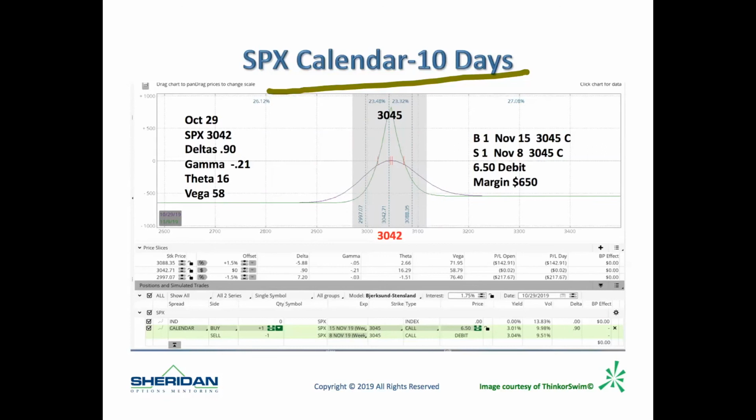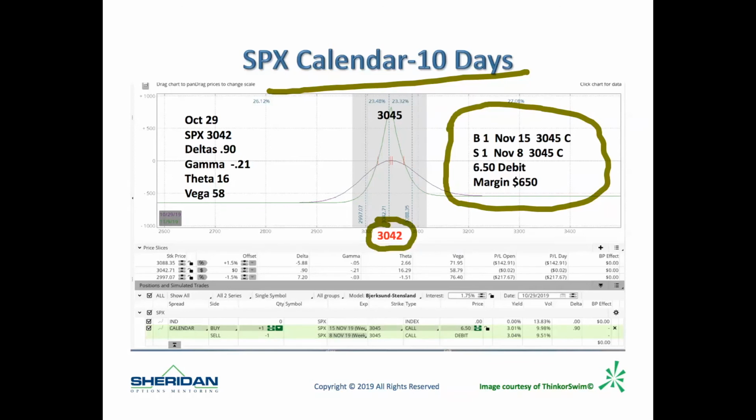Here's a calendar. We're around 30.42, 30.43. Right now we're at 30.44 in the SPX. So what am I doing? I'm selling a November 8 at the money, 30.45 call. And in this particular example, my long is going 1 week out. That's a calendar trade. What's a calendar trade? A calendar trade is sell a near-term duration at the money, buy a further out duration at the money.